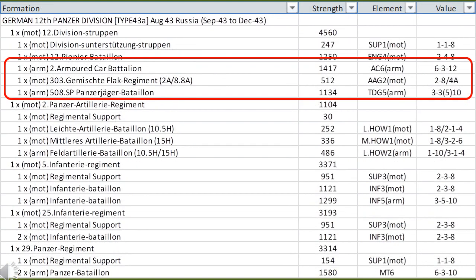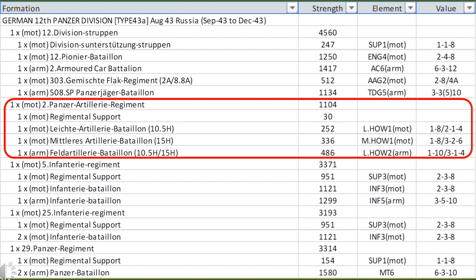A more typical 1943 Panzer division is the 12th Panzer Division. This TO&E, dated August 1943, shows some interesting changes. The attached formations now include a flak battalion, possibly due to increased Soviet air power. The tank destroyer battalion was becoming standard, providing highly mobile anti-tank assets. Finally, the reconnaissance battalion was significantly beefed up.